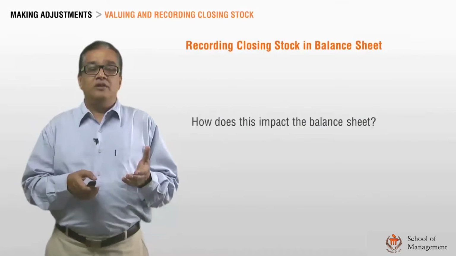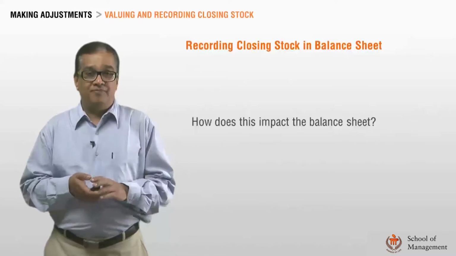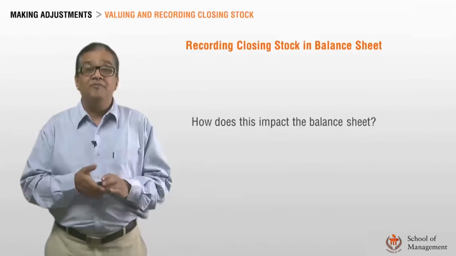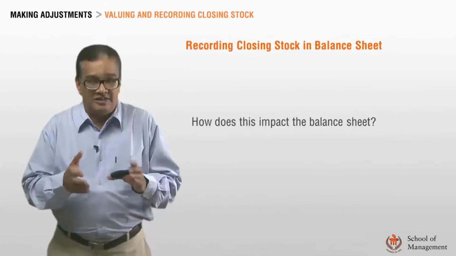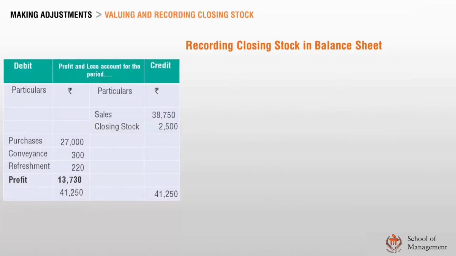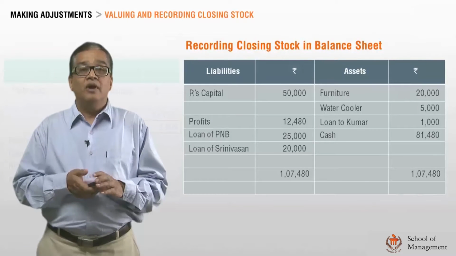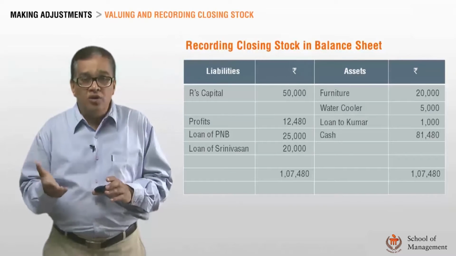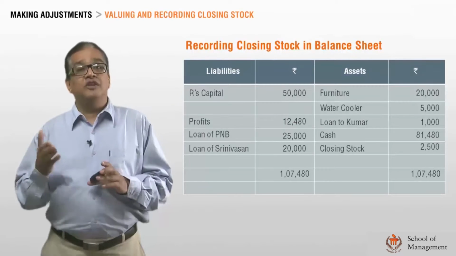How, therefore, does this impact the balance sheet, and why should we consider that it should impact the balance sheet? Please remember, closing stock was not a transaction, yet we entered the term closing stock in the P&L account. So, one entry has been made in the P&L account. What about the dual aspect of that entry? We show that in the balance sheet. How do we do so? On the asset side of the balance sheet, we shall show closing stock as rupees 2,500.